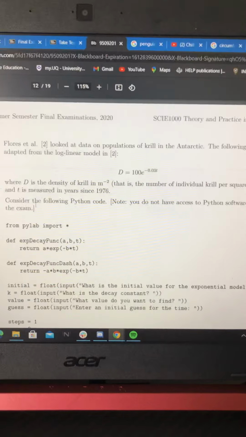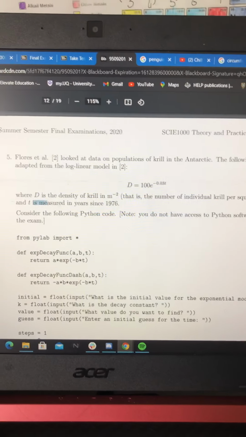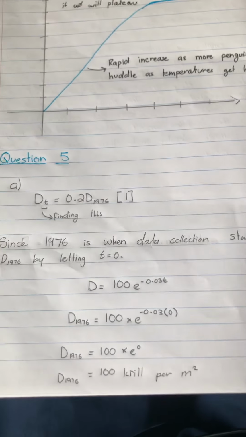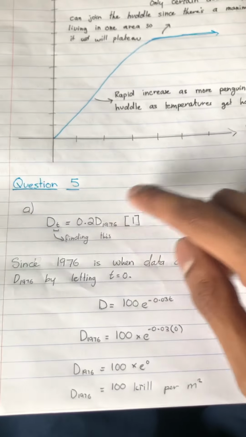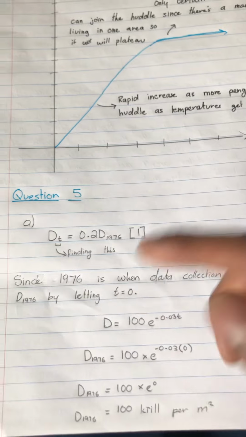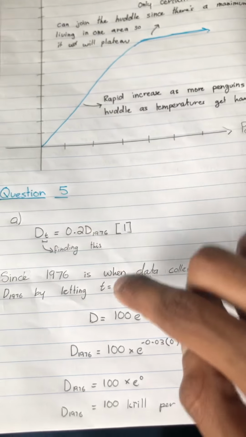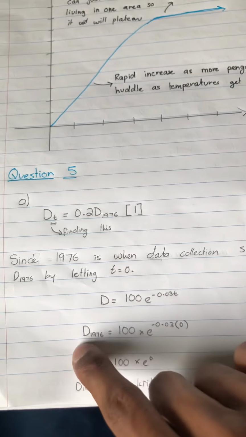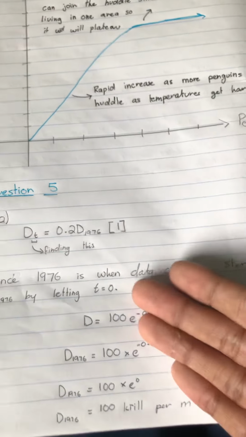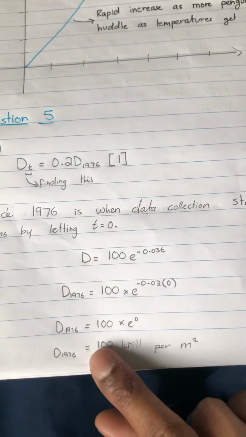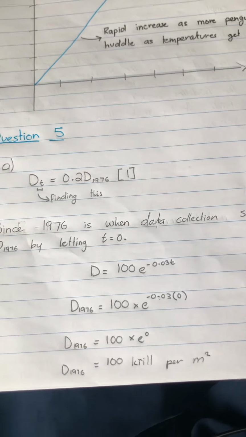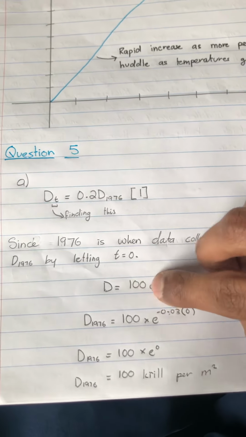Because the question also says that t is measured in years since 1976, you can essentially figure out that when t equals 0, that will be when 1976 occurs. So if you let t equal 0, you can solve for d of 1976. So that's what I did. And you obviously get 100 krill per meter squared, which makes sense because it's also your initial amount here.